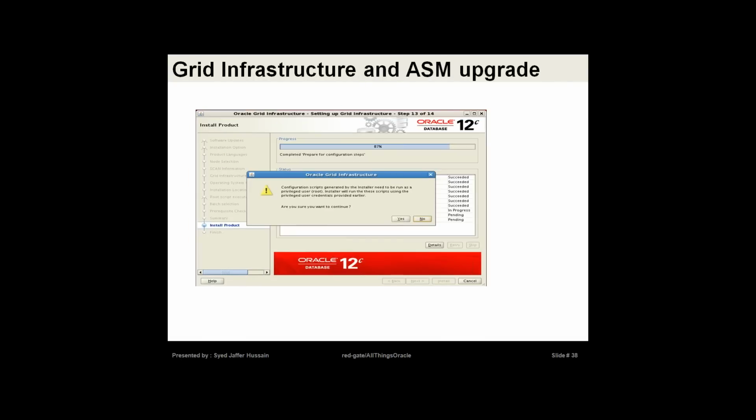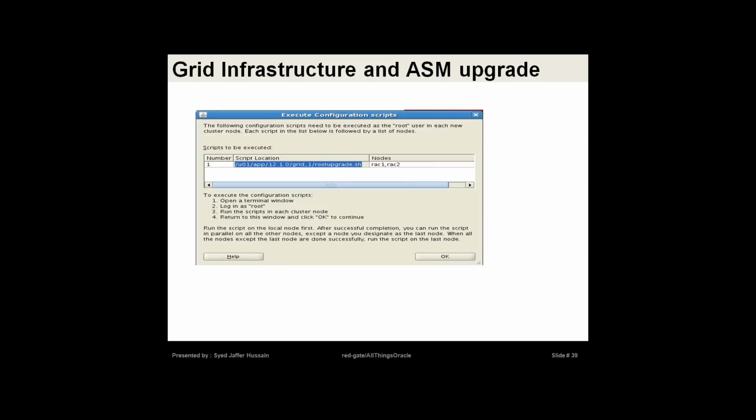After this root script execution, you come to the software upgrade completion. For example, when you do the upgrade, basically what it does is install the grid infrastructure software into a new directory. If you don't choose the automatic execution of rootupgrade, here comes the manual rootupgrade execution. So you have to go manually and execute it from the local node and then on the individual nodes.